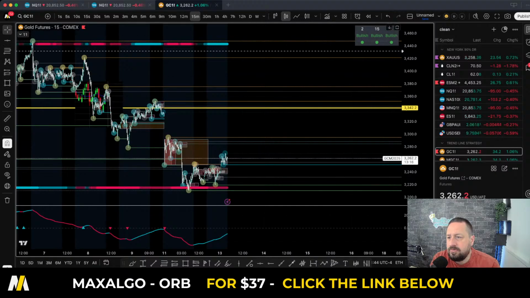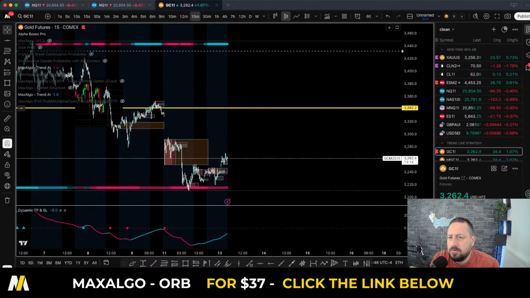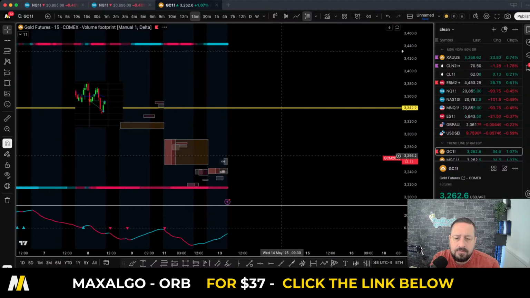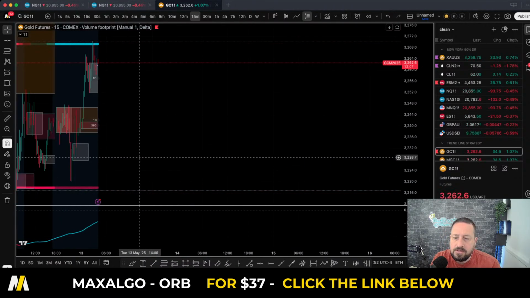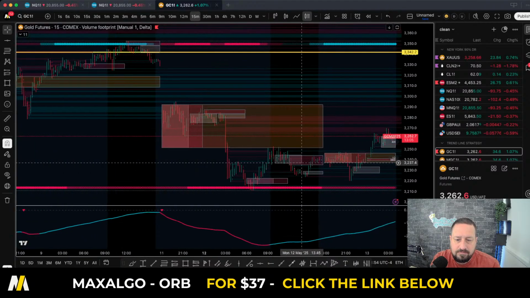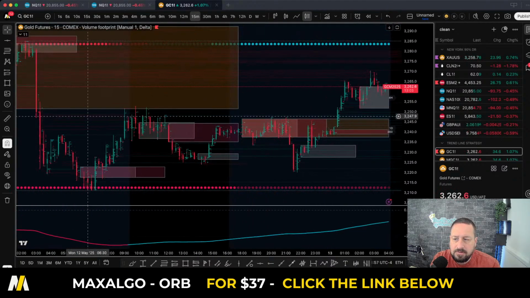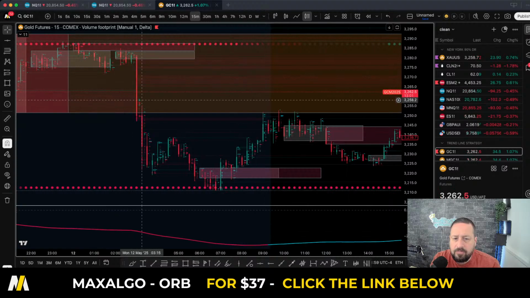Just going to turn off market structure. And let's do the same thing again, right? So we've come up into this fair value gap, where we've pushed down.